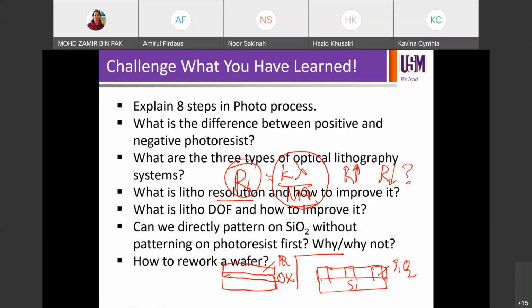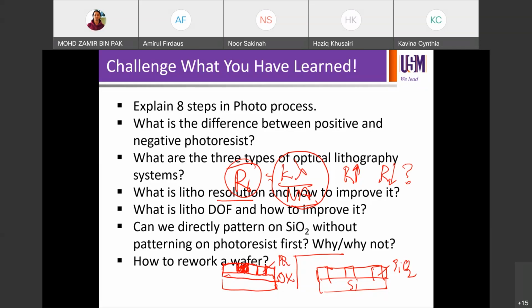So photoresist is a light sensitive polymer compound, so it will respond to the exposure or unexposure of the light with the right illumination wavelength. And this doesn't happen in the SiO2, so that's why you cannot do patterning on SiO2 directly, but instead you need to first pattern the resist. Setelah you remove this area, okay, so you akan tinggal area ni je. Then you can etch the oxide.